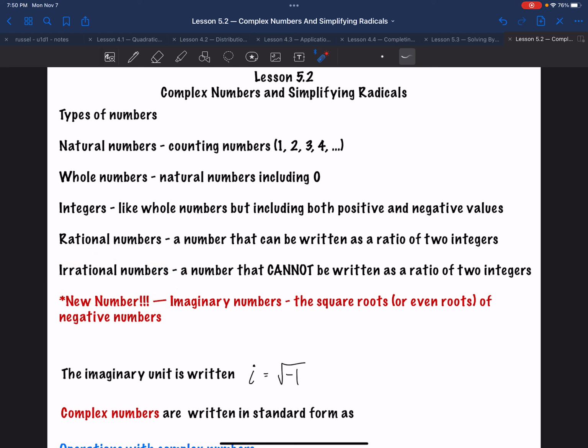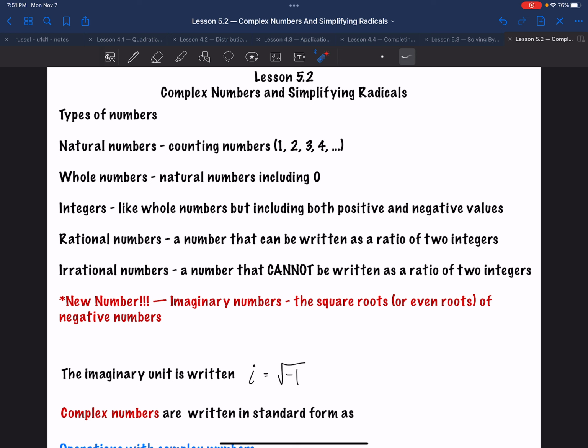Pi over 3. Well, pi is not a ratio of two integers, so pi over 3 can't be written that way either. Okay, now on to the new stuff, because that was really just review. We have a new number type, and that is called imaginary numbers.